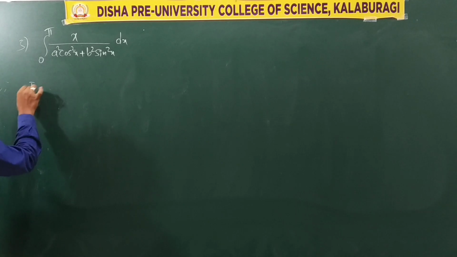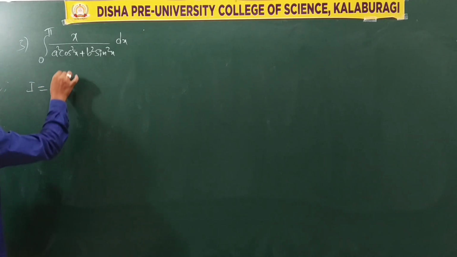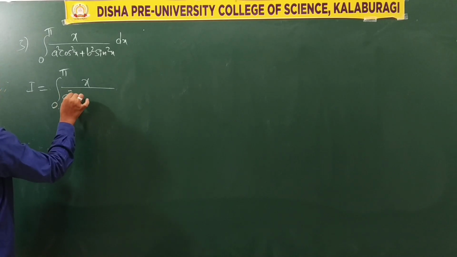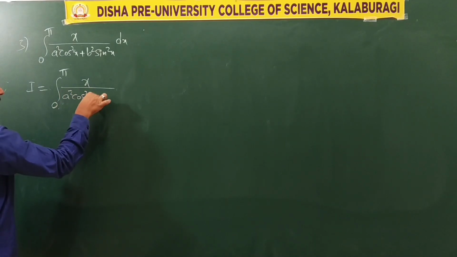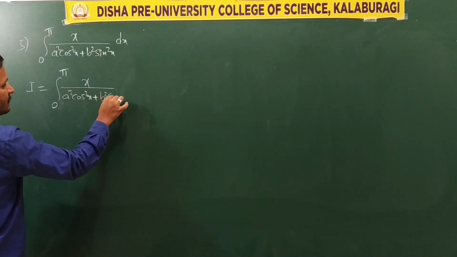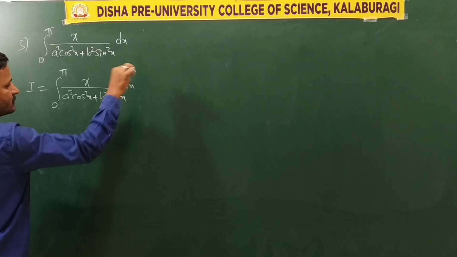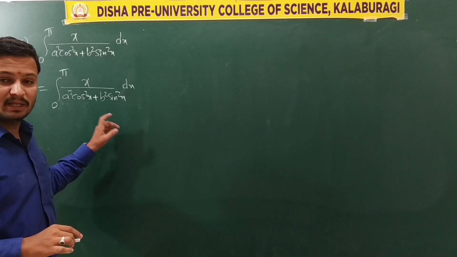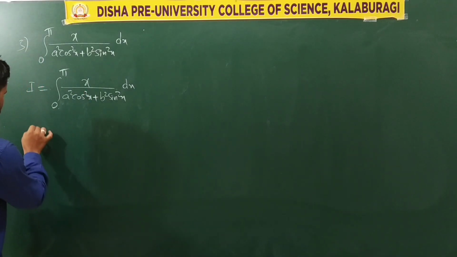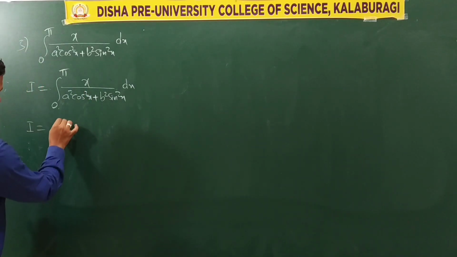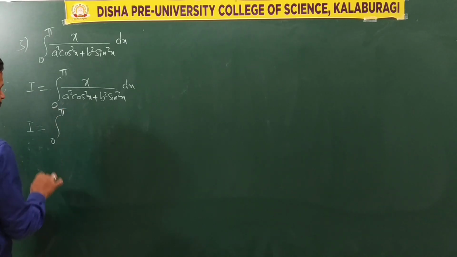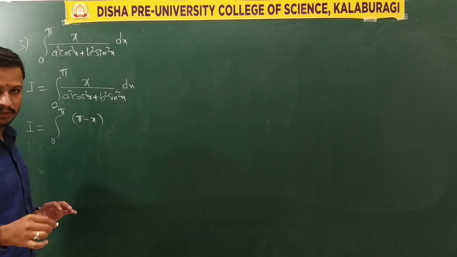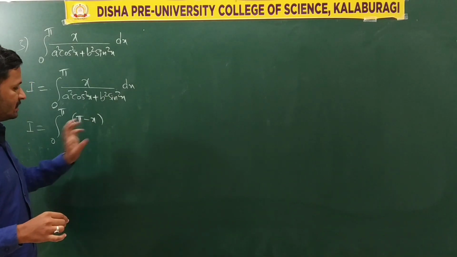Solution: let the integral I from 0 to pi of x divided by a square cos square x plus b square sin square x into dx. Now, by property number 5, how do we write this? I is equal to the integration from 0 to pi. In place of x, substitute pi minus x. Correct? So that is a minus x.